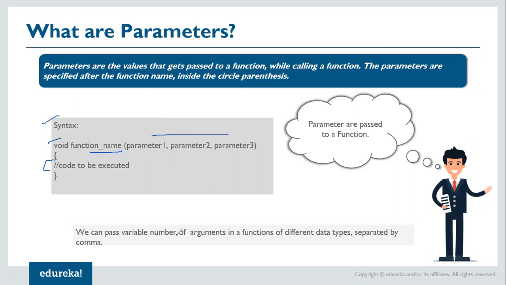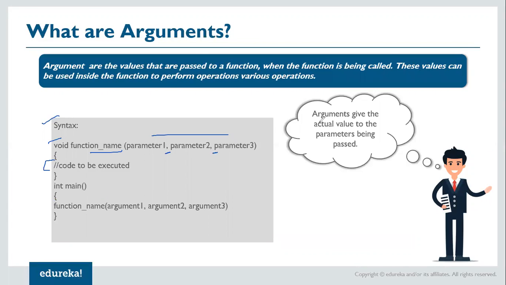Now we can pass variable number of arguments in a function of different data types separated by comma. As you can see here, they are separated by comma. So let me move on to the next slide.